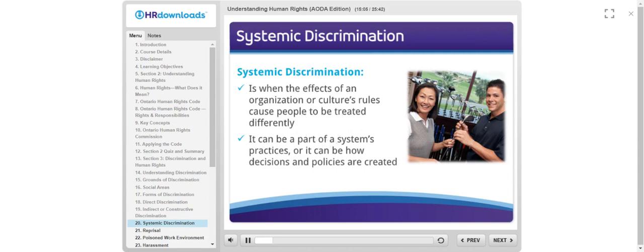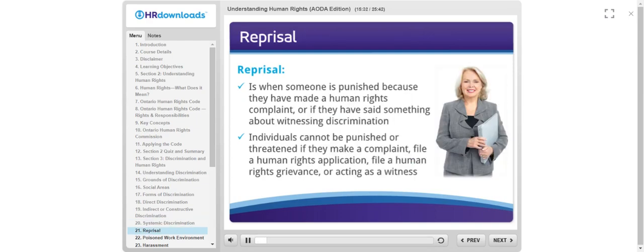Systemic discrimination is when the effects of an organization or culture's rules cause people to be treated differently. It can be a part of a system's practices, or it can be how decisions and policies are created. One example of this might be if all of the senior executives in a company play golf and will only promote someone if they play golf with them. If we think about who gets invited to play golf, then this is a form of discrimination that excludes others on a systemic level.